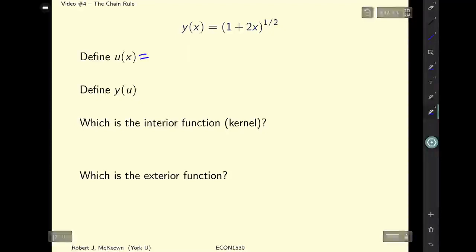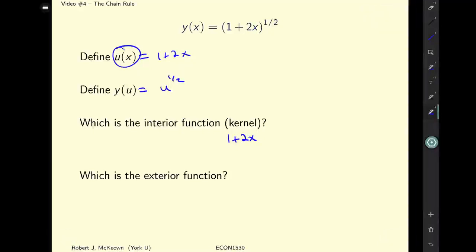So we can define u of x as 1 plus 2x. That means that y of u is just going to be u to the 1/2. What's the interior function? Well, that's always the u of x, so that's going to be 1 plus 2x. And what's the exterior function? Well, we can just write it as x to the 1/2, or maybe I'll write it as u to the 1/2.